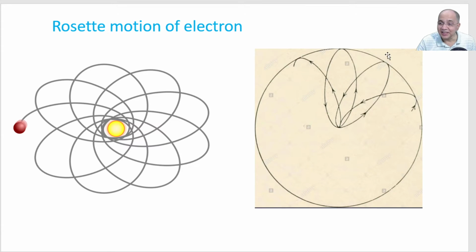Now see, this is the motion of the electron in one elliptical orbit. But the ellipse itself is rotating. The plane of the ellipse is slowly rotating about the nucleus. Now see, it was here. Supposing the nucleus is here, around the nucleus this ellipse will now become this ellipse. After some time, it will be this ellipse. So this kind of motion is called the Rosette motion of the electron.